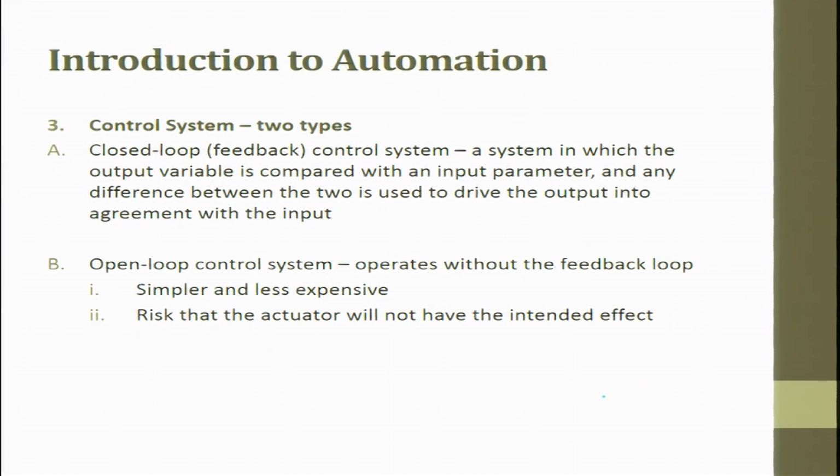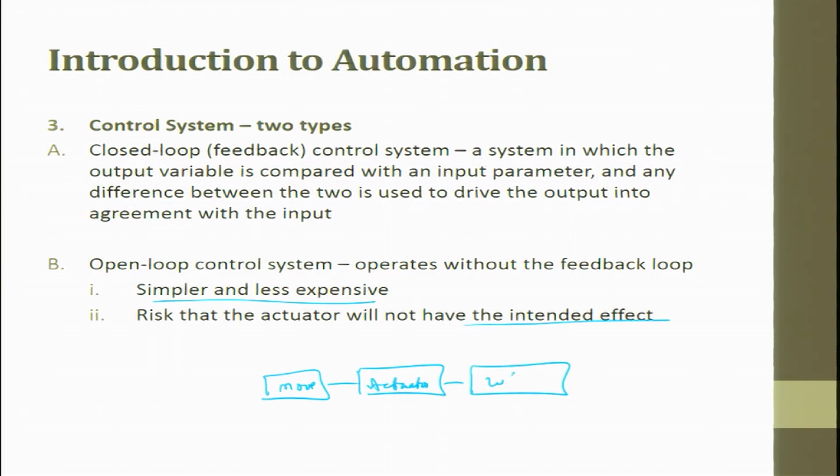Controls: there are two types of control. One is called open loop control, the other is called closed loop control. Open loop control is very simple and less expensive. Here there is the risk that the actuator will not have the intended effect. So, that is the risk. For example, you have said move. So, here is an actuator and here is the workpiece.